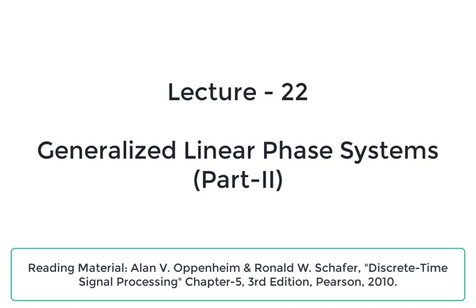Today I will continue my previous lecture which was about generalized linear phase systems. In the previous lecture I defined generalized linear phase systems as h of e raised to power j omega equals a of e raised to power j omega into e raised to power minus j alpha omega plus j beta. This is the expression of generalized linear phase systems.